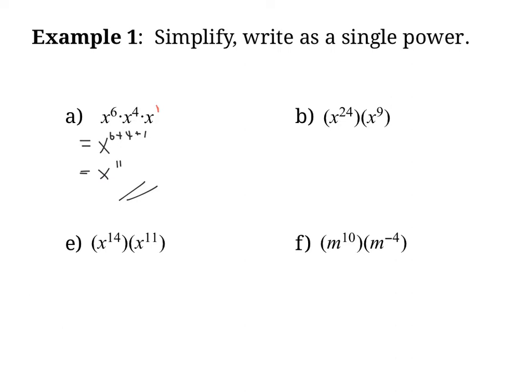B is a very similar question. We have two terms, again, being multiplied together. All we have to do is add that exponent according to our multiplication rule. So we have x to the power of 24 plus 9, which is going to be x to the power of 33.